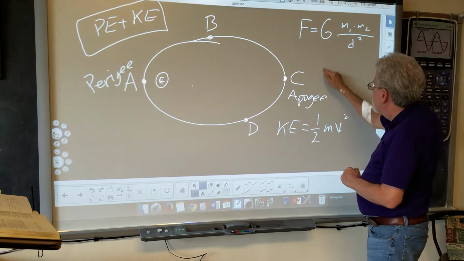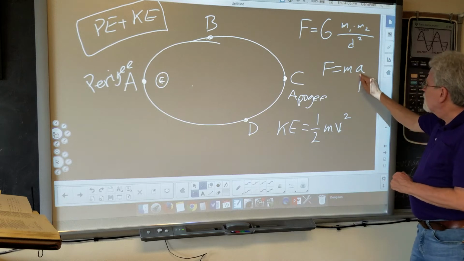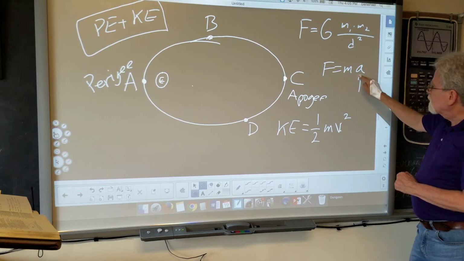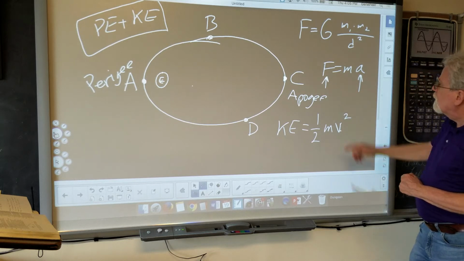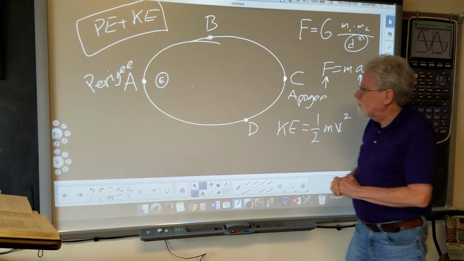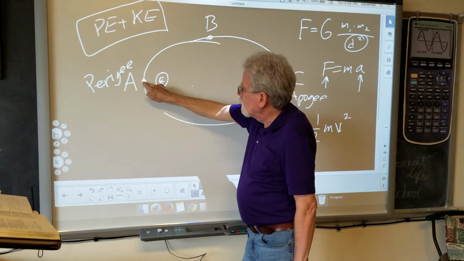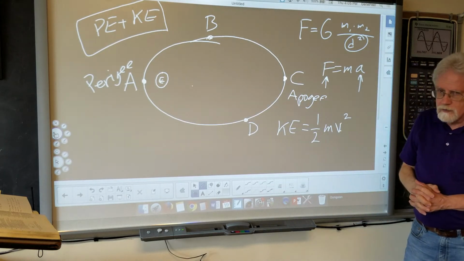Think back to F equals ma. Where are you going to have the greatest acceleration? The greatest acceleration will be where the force is the greatest. Where is the force the greatest? At the smallest possible distance. You've got the greatest force here, therefore you've got the greatest acceleration at point A also.